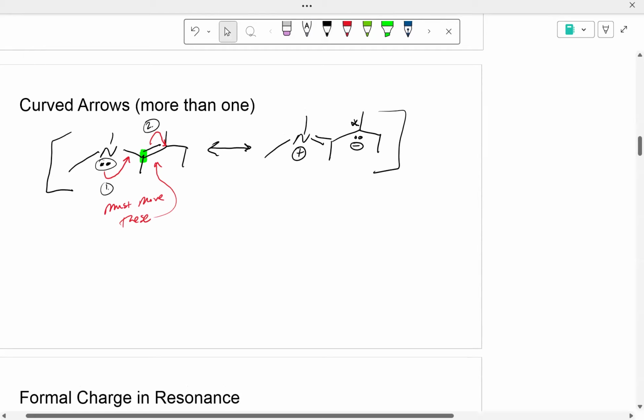Now, this concept of resonance, drawing resonance forms, is something you have to absolutely practice. It's not going to come naturally. And this is going to either be something that haunts you throughout all of organic chemistry, or it will help you immensely in describing why molecules act the way that they do, or one tool that will help describe why molecules act the way that they do.